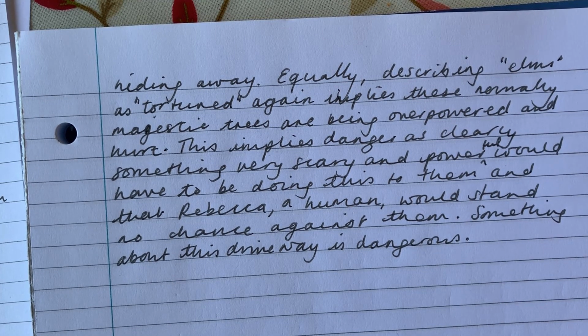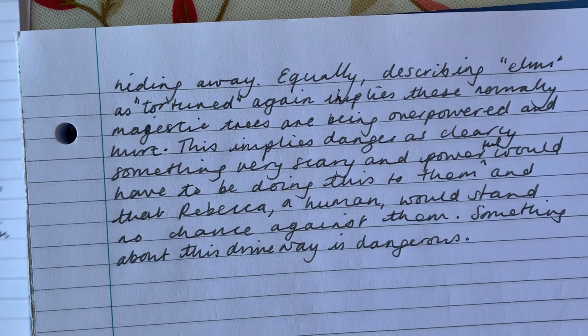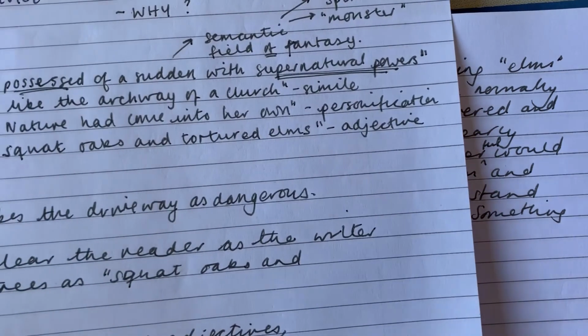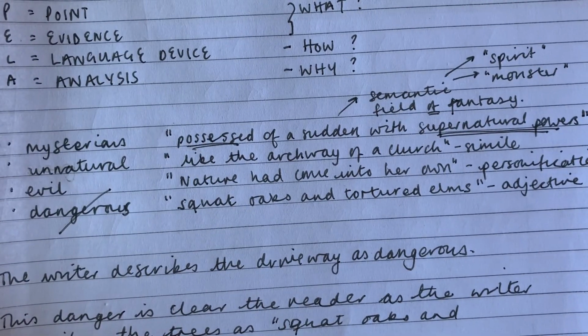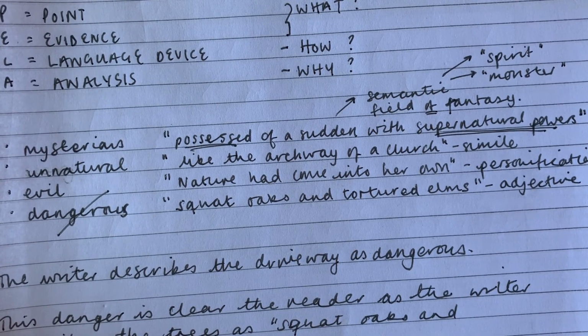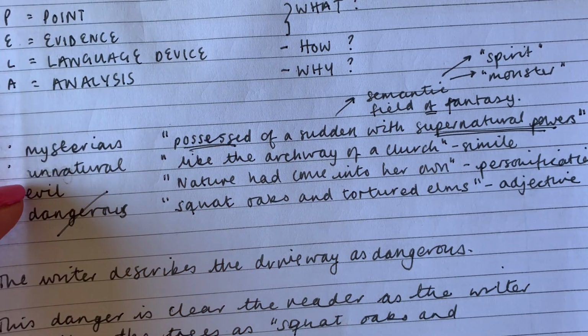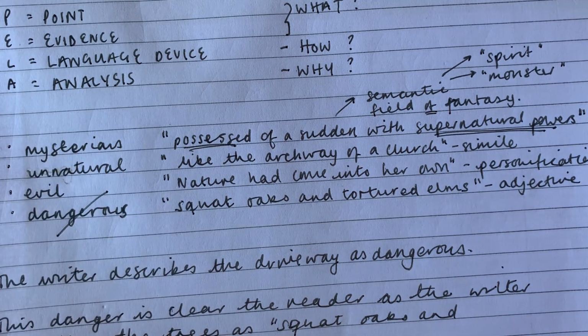Okay, what I would like you to do now is end the video, I'm ending the video here. Go back away and have a look at the extract yourself. See if you can write some more paragraphs in that way, either using Peeler or what, how, why. Those are the other ones I came up with, which was the mysterious, possessed of a sudden supernatural power, unnatural, like the archway of a church. That's quite a high level answer if you go into the connotations of that, like we talked through at the beginning. And evil, nature had come into her own, the personification there. Or equally, there might be something else that you spotted that you want to go back and do.